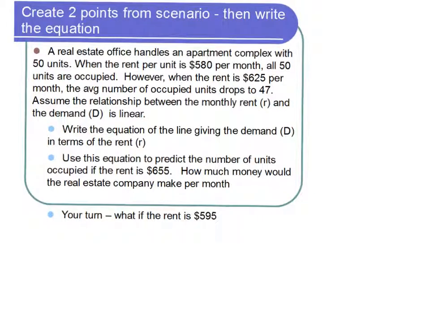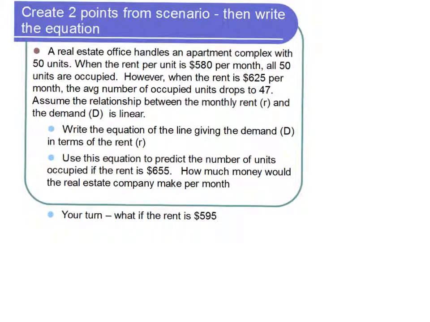Let's try an application problem here. It says create 2 points from the scenario and then write the equation. So this will be an example of how to write the equation of a line if you know 2 points. But I threw in an application where we have to figure out the 2 points. So we have a real estate office that handles an apartment complex with 50 units, or that's 50 apartments they have. When the rent per unit is $580, all 50 units are occupied.